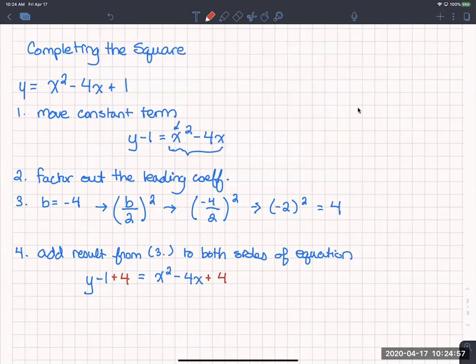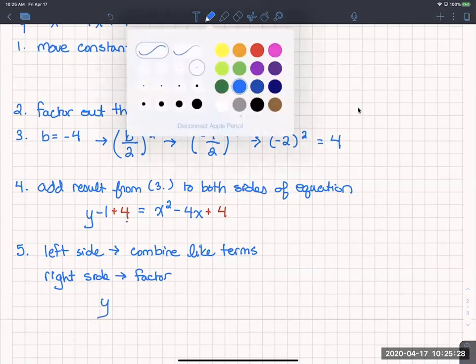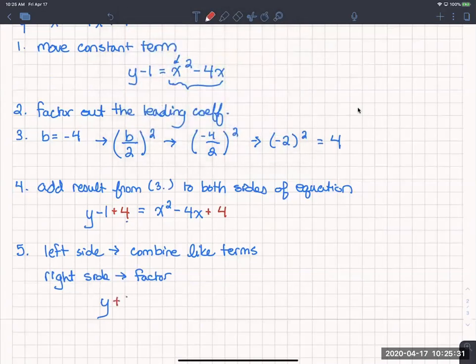Now, on the left side of the equation, combine like terms. And on the right side, I want you to factor. So the left side of the equation becomes y minus 1 plus 4, which is plus 3.